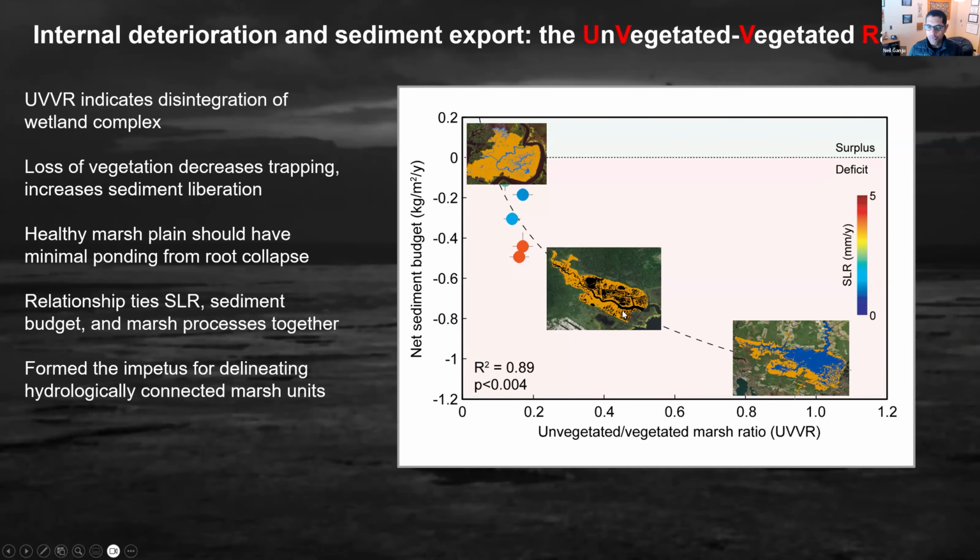This middle spot here with the UVVR 0.4 was Reedy Creek, New Jersey. So extensive ditching, some open water ponding. And then Blackwater National Wildlife Refuge, with its really degraded marsh plain that's converted to open water, with a UVVR of 1. Another reason we chose the UVVR instead of percent open water is the fact that Blackwater, which was our worst site, had a UVVR of 1. So that seemed like a really reasonable end member for the metric. So having done this, we're like, well, maybe we should be doing marsh units everywhere. So how do we do that?